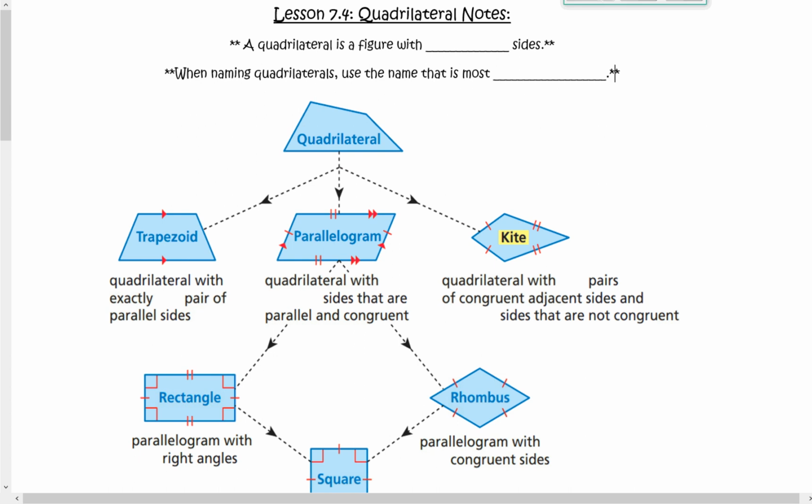Today we're going to learn lesson 7.4 about quadrilaterals. A quadrilateral is a figure with 4 sides. When naming quadrilaterals, use the name that is most specific, because we're going to notice that a lot of these will overlap.